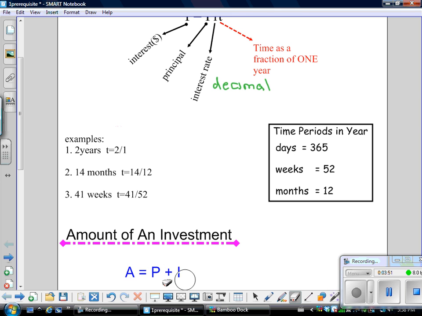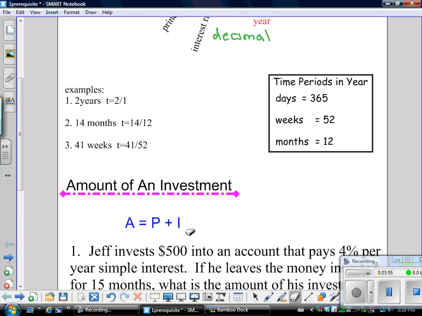Whether you remember the formula or just the understanding, the amount includes my principal that I had started with and the interest that I earned.